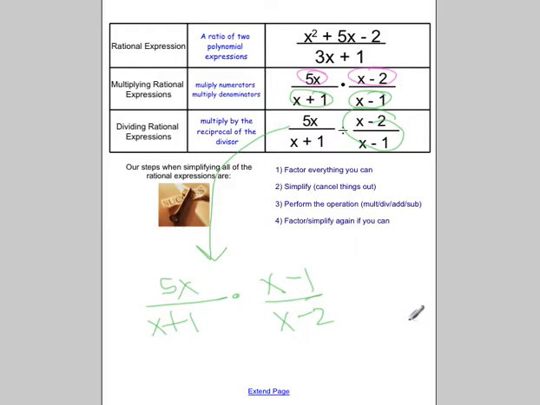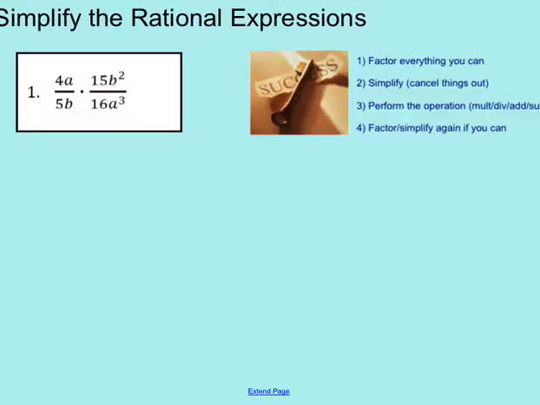So let's go ahead and just look at an example. Example 1, I look at this and I see that I am multiplying. So in order to do this, I would look at what I have for numeric values. I have 4 and 16, both divisible by 4. So 4 divided by 4 is 1, and 16 divided by 4 is 4. Then I have 5 and 15, both divisible by 5. So this is 3, and this is 1.